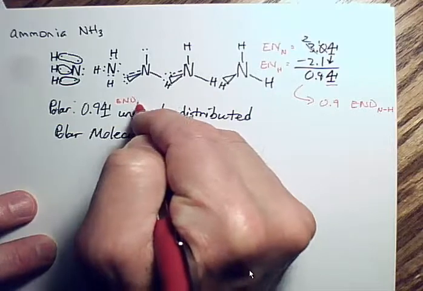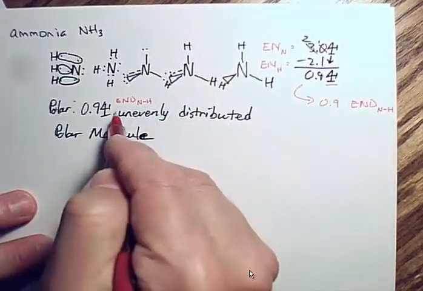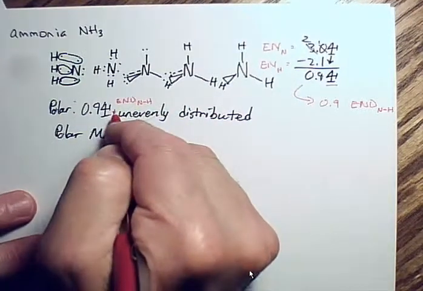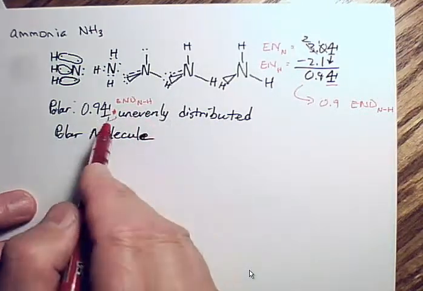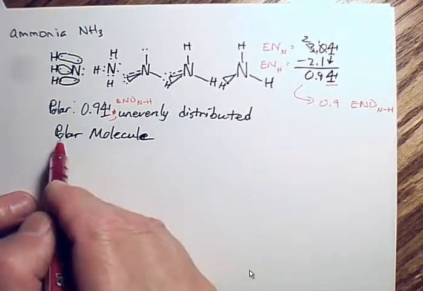0.94 electronegativity difference for an N-H bond is uneven, and it's unevenly distributed, so both conditions are met. A plus sign, or you could use a semicolon if you wanted to. A lot of ways to say that. But those are two different ideas. Make sure you separate them somehow, a slash between them, something.